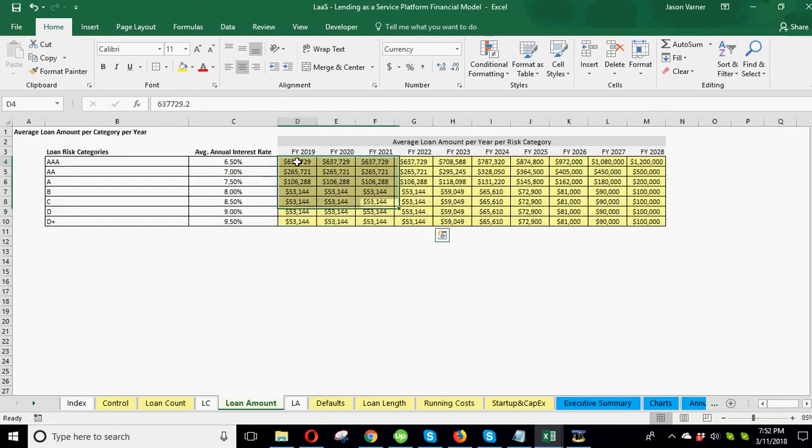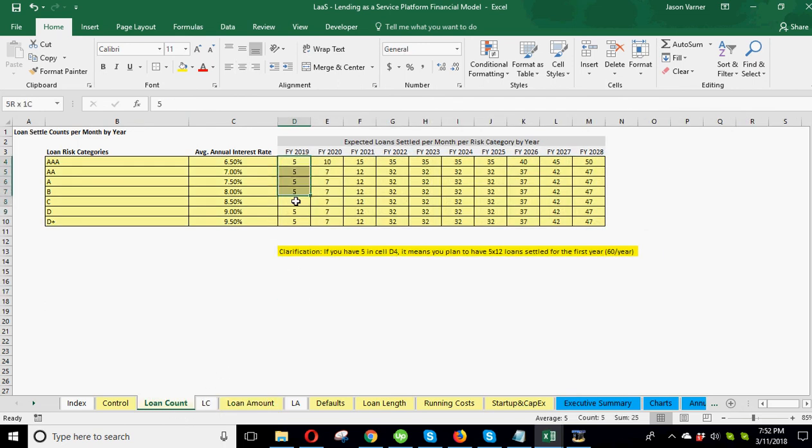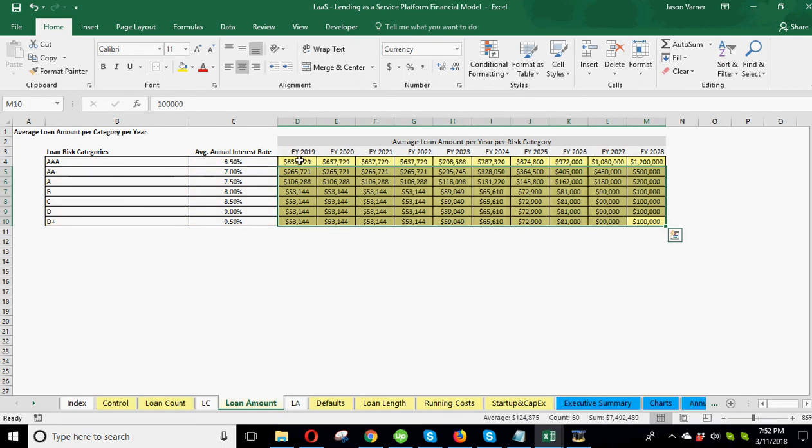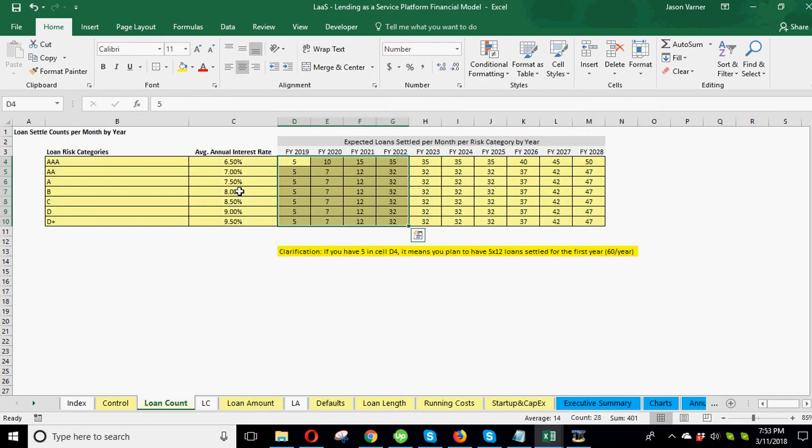So then we have loan amounts. This is just the average loan amount that you think will be for each loan. And obviously, this kind of lends itself to having higher loans with lower counts, but you could have just the opposite. You could have higher volumes of loans with lower average loan amounts. And you can change that rate by the risk rating, or the annual interest rate, or the annual risk category, and the interest rates are populated based on what you put in here. So you're only going to want to edit light yellow only.